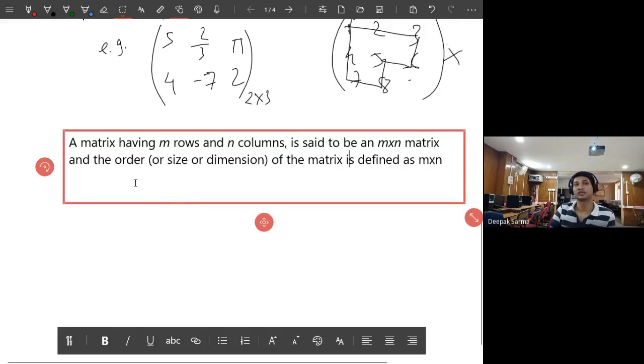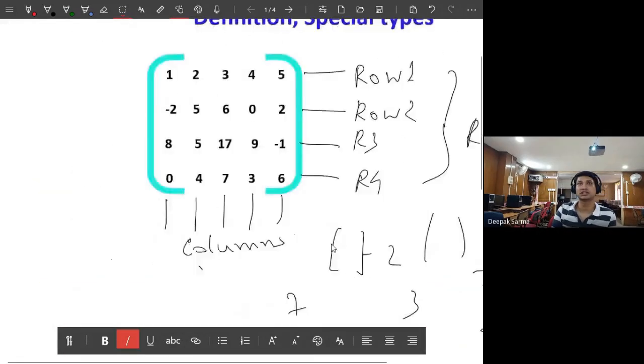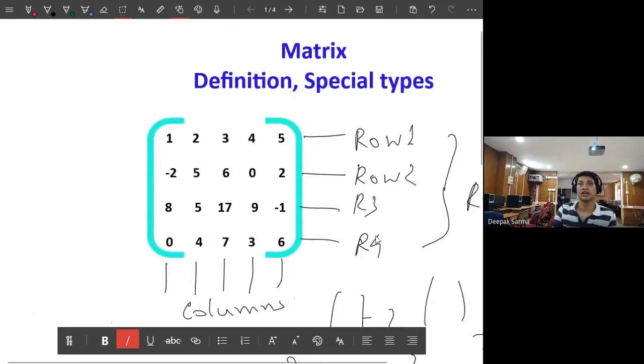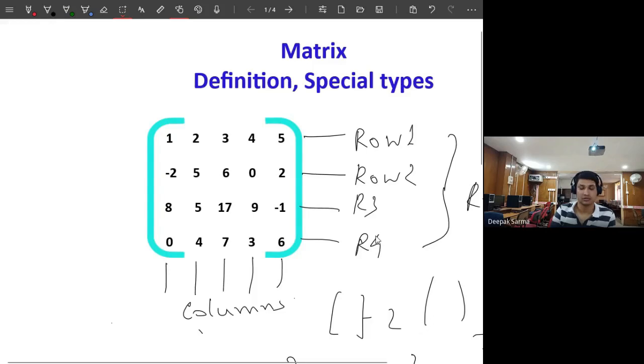And what is the order, or we say dimension or size? So size or dimension is m by n, and m cross n you can say, but we will say it as m by n. So here this one is a 2 by 3 matrix, and here it is a 4 by 5 matrix. If you want, I can write it here. So it is 4 cross 5. So here a 4 cross 5 matrix.